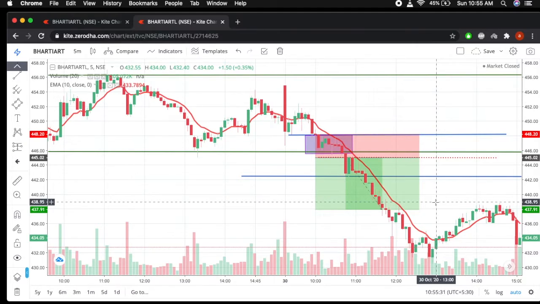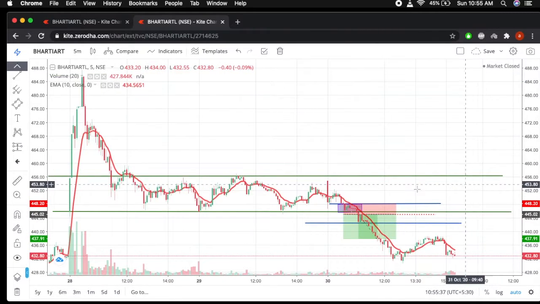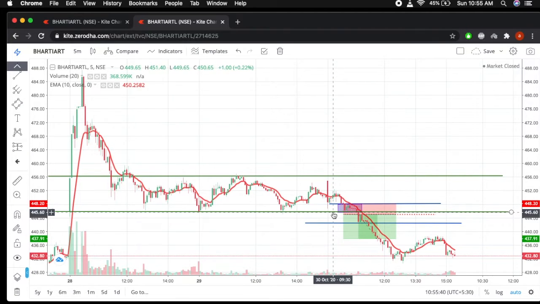I was looking into the market, waiting to see which way the market is going. I found out it's going on a range bound market, and the stock is coming near the support area. That was the first reason.